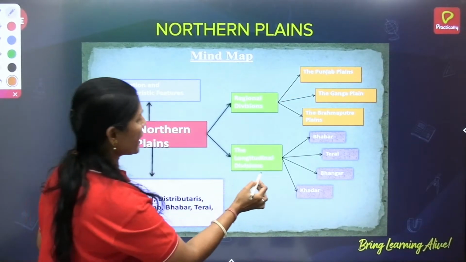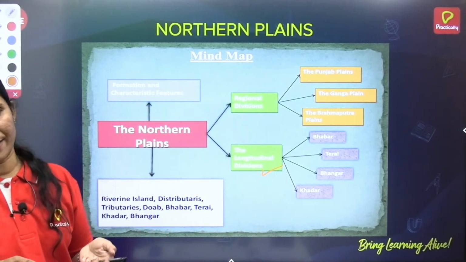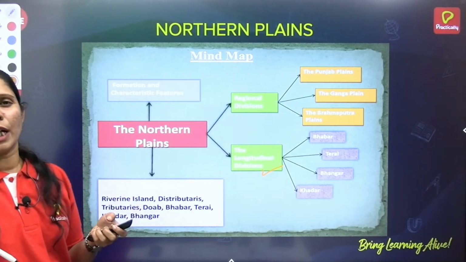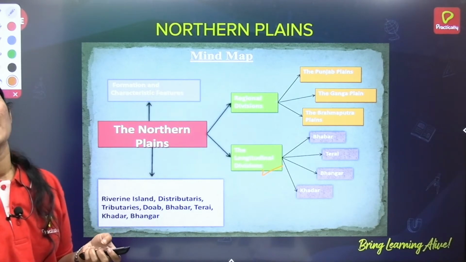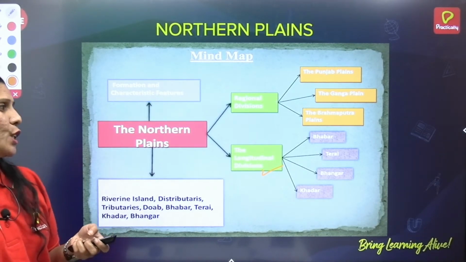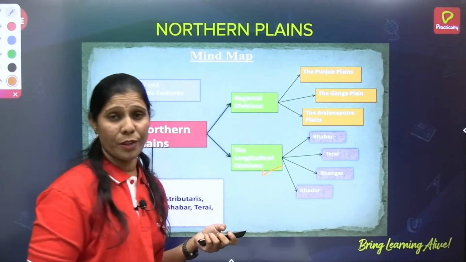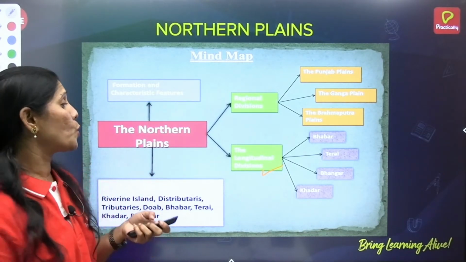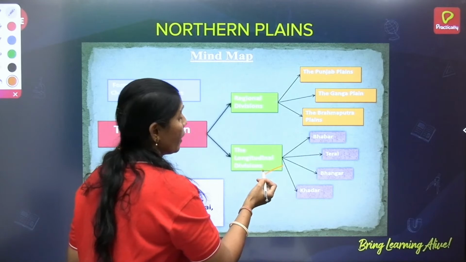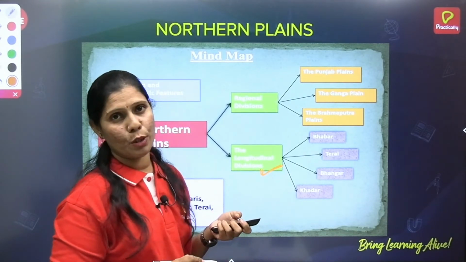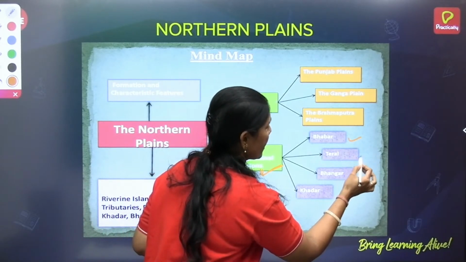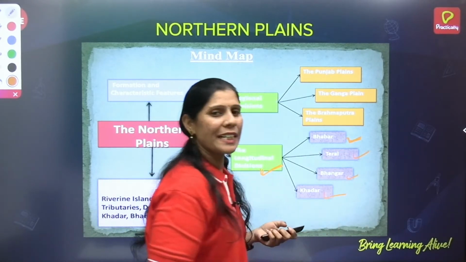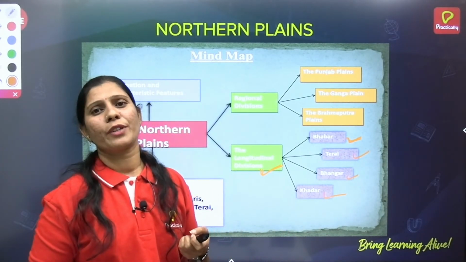Now, coming to the longitudinal divisions. What are these longitudinal divisions? When the rivers flow from the higher lands to the lower landforms, the velocity of the river sometimes reduces when it comes to gentle slopes. Based on that, different types of features have been formed, that is Babar, Therai, Bhangar and Khadar.